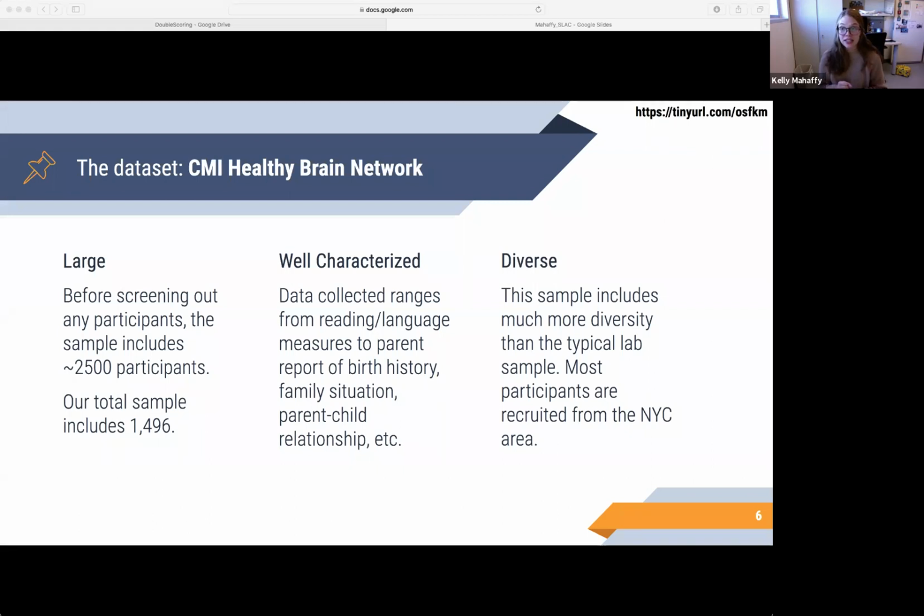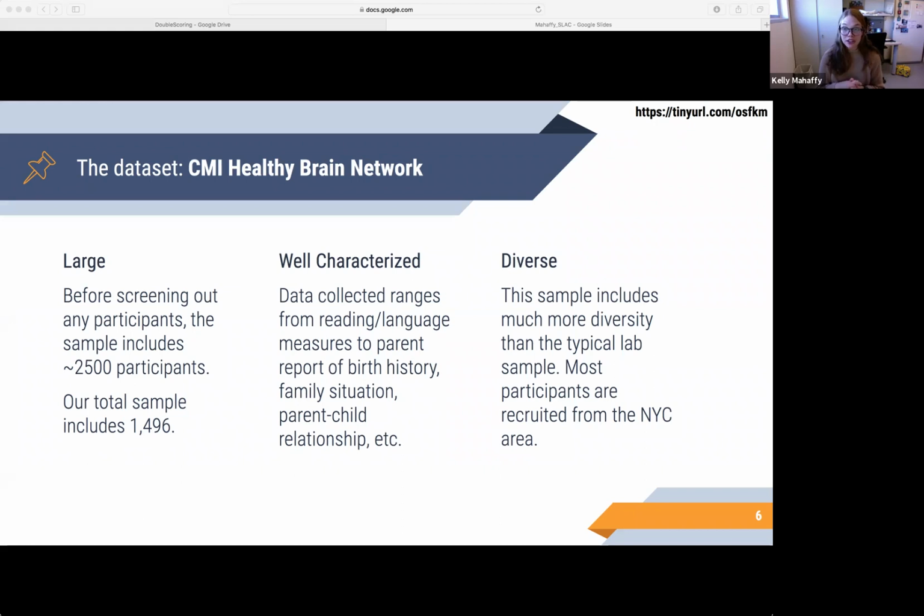First, the data set is extremely large, particularly given the age of its participants. So all participants in this data set are adolescents. They range in age from 4 to 18. Before screening out any participants, the data set currently sits at about 2,500. After screening out our participants, which I'll give you the methods for in just a few slides, our total sample includes right at 1,500 children.